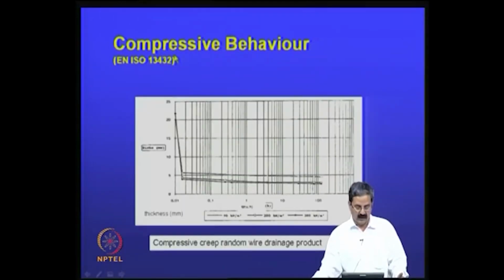Then another thing is compressive behavior. As I just mentioned, many of these materials are also compressible, right. So one can see that compressibility behavior under different confining pressures as well. This is particularly very important in the case of drainage products, because as I said, water flow is very important, and if the compressibility is going to be more, the drainage is less.